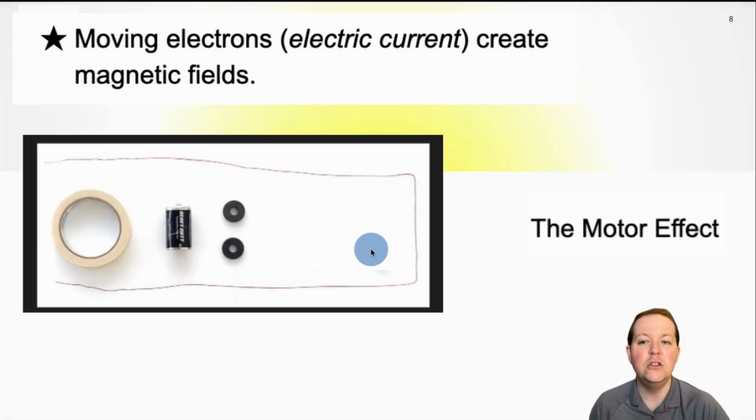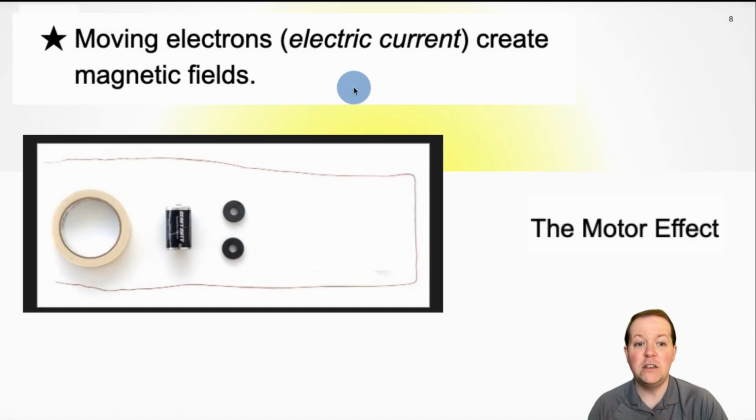We have 4 in total. The third fact, moving electrons, which, by the way, is the same thing as saying electric current. That's the same thing as saying electricity. If I have electricity, or if I have moving electrons, that will in fact create a magnetic field. Everybody, this is new. We have not seen this before in my video.